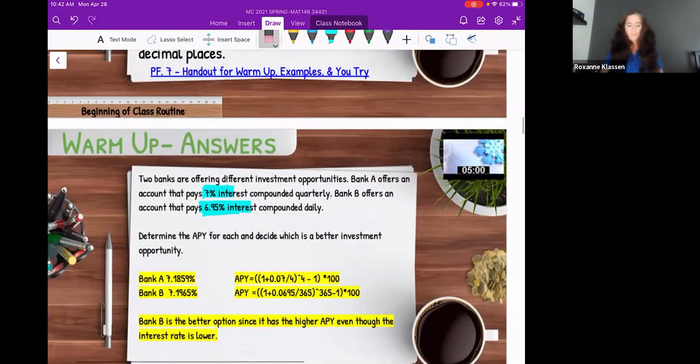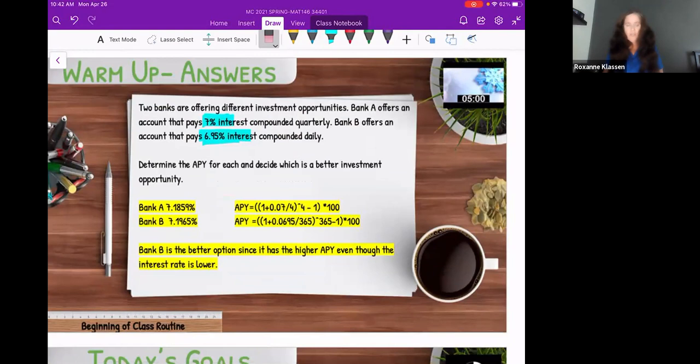So this is what you should get. We're using the APY formula that I put in the chat. So bank B is the better option since it has the higher APY, even though the interest rate is lower, right? So when you look at the original interest rate, the one for bank B is lower, but since it's compounded daily and the other one is only compounded quarterly, it ends up being a higher number.